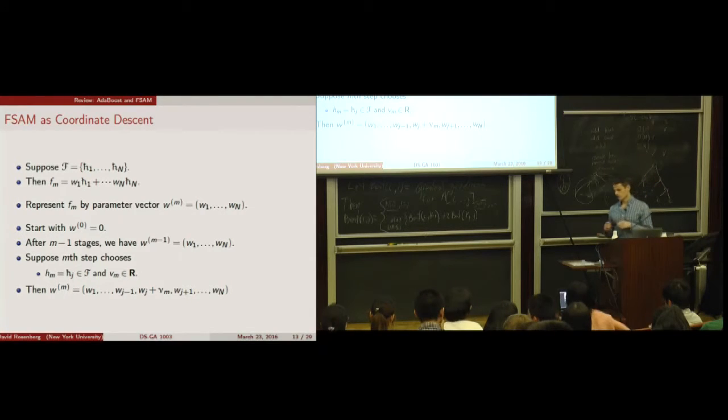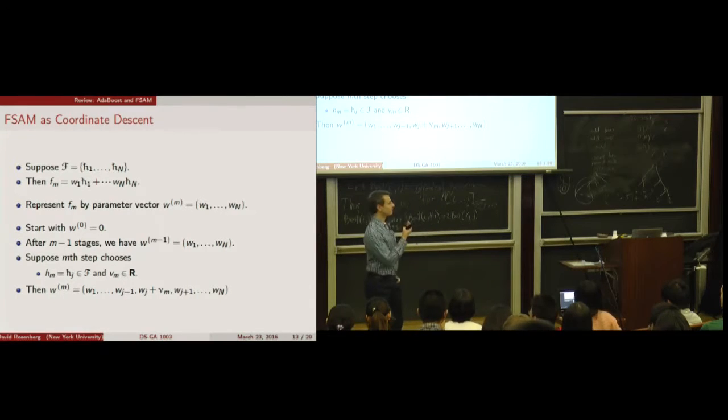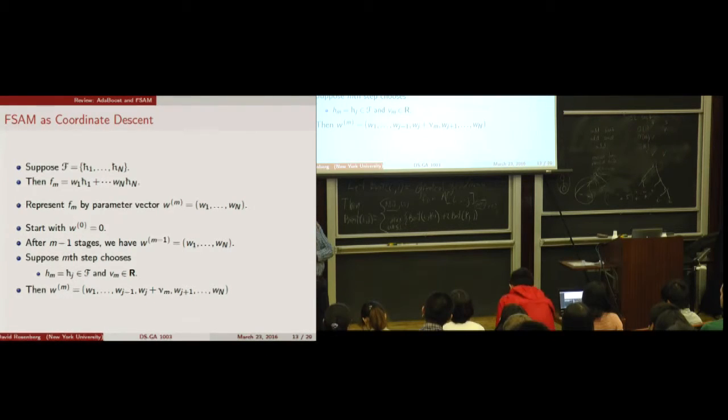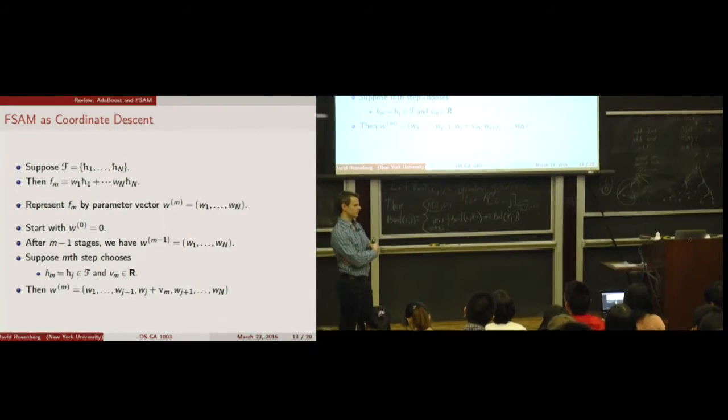Yeah, so can we just do regular cyclic coordinate descent on this? Well, first of all, if we have a finite set of hypotheses, this is feasible to think about. But usually our hypothesis space is infinite. So in that sense, no.